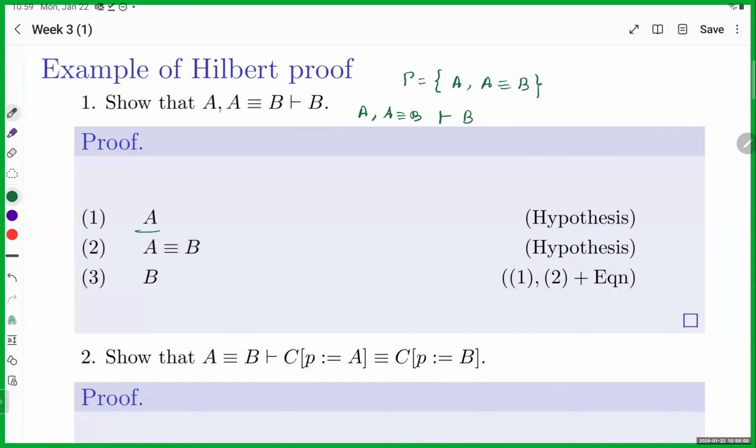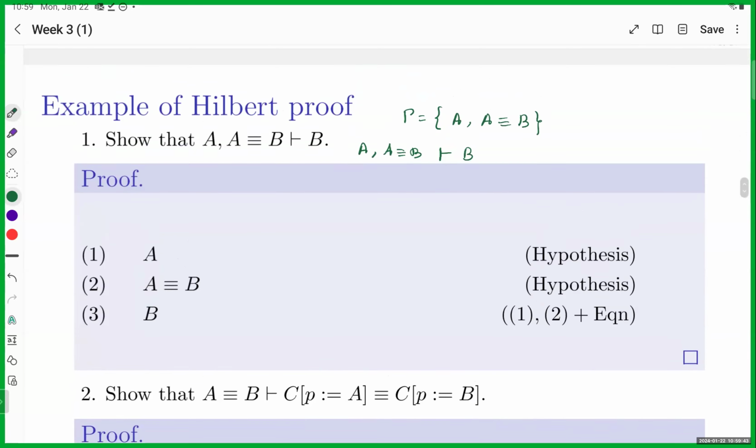Why can I write A? At any step, you may write a hypothesis in a gamma proof. Right? Step one, I write a hypothesis. I followed the steps. I can write A because it's a hypothesis, and at any step, we may write a hypothesis. Let me annotate. The second step, I write our second hypothesis. Again, at any step, we may write a hypothesis. Annotate. It's a hypothesis.